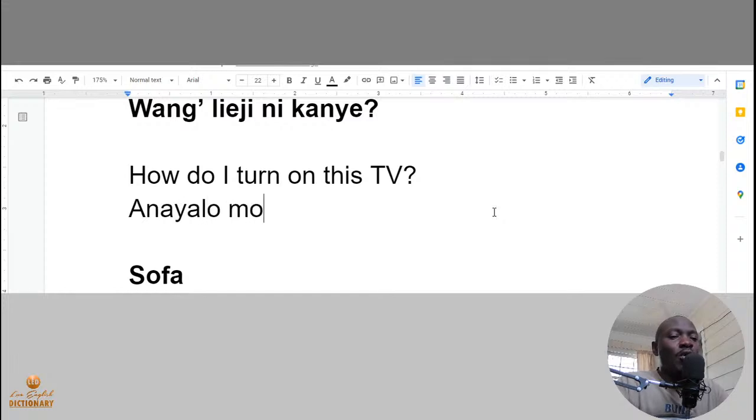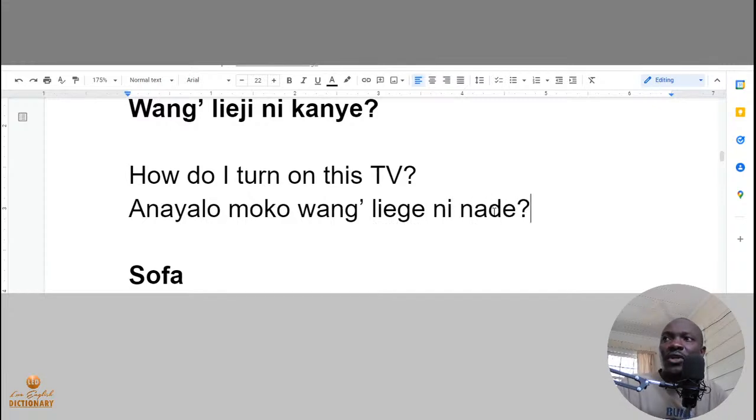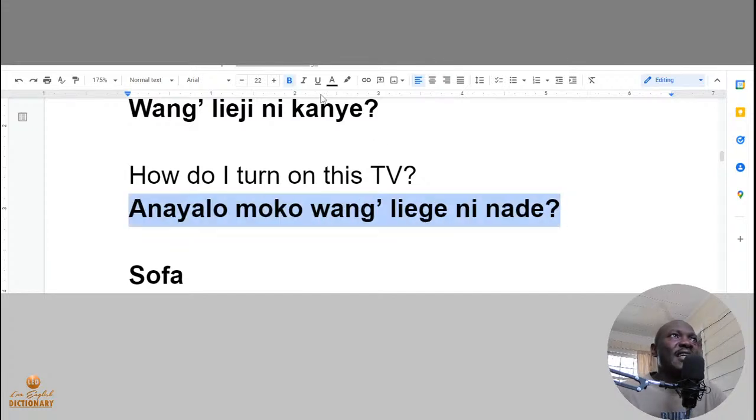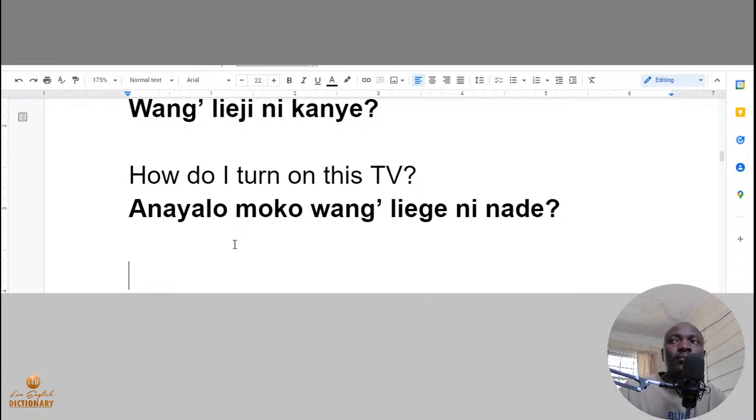How do I turn on this TV? Anyalo moko wang lieji ni nade. Okay? Anyalo moko wang liejni nade. How do I turn on this TV? Good.